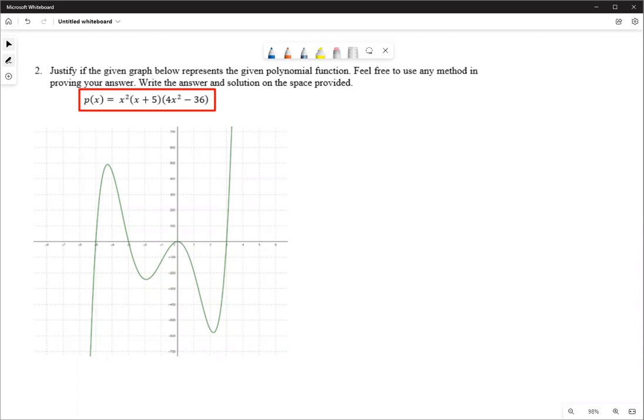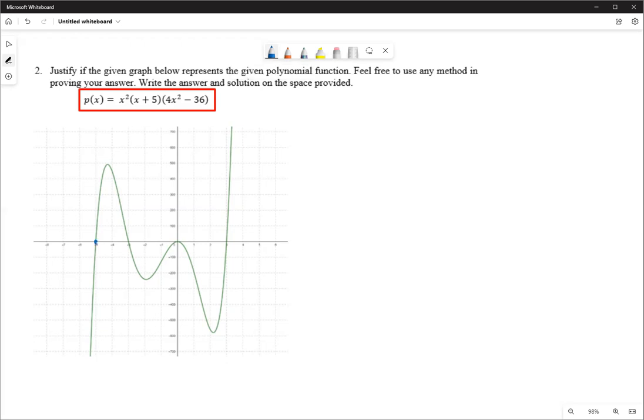So we are here to check if the given graph matches with the given polynomial function. For us to verify if this graph really belongs to the given polynomial function, the fastest way to do this is by identifying our zeros in the given graph and applying the factor theorem using our given polynomial function. So first, let's identify our zeros in the given graph.